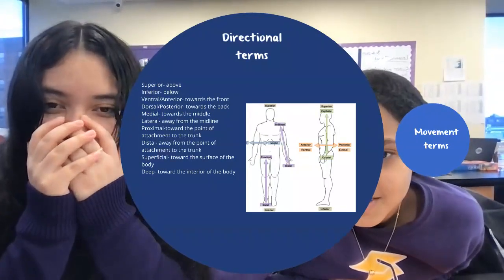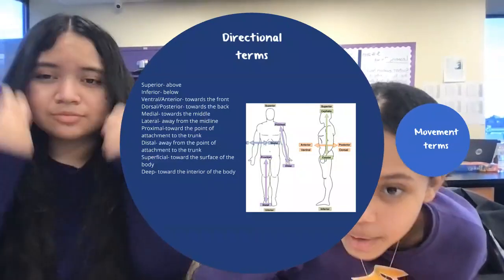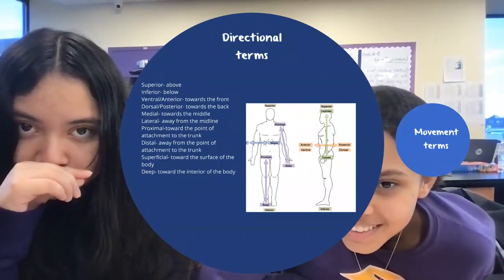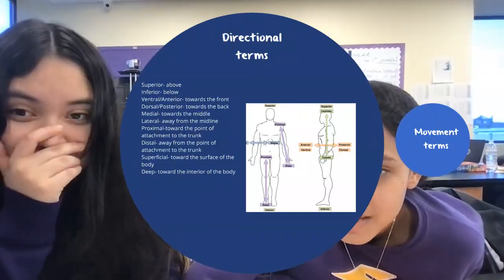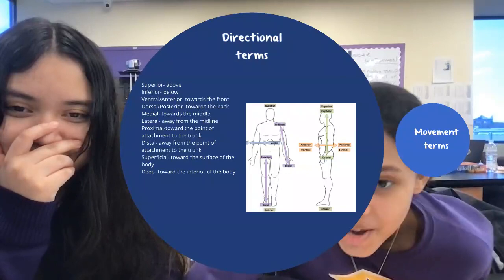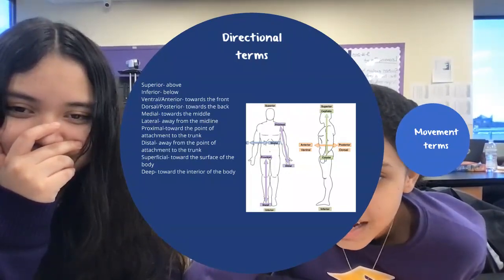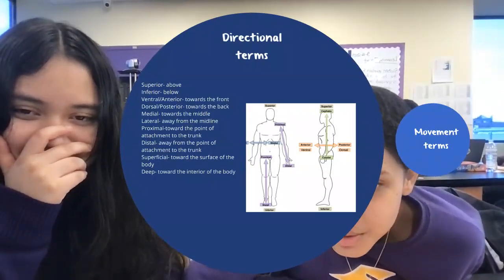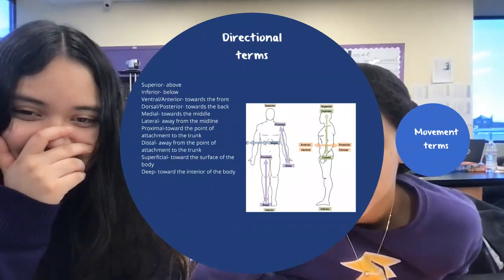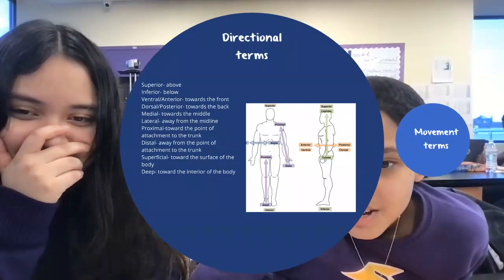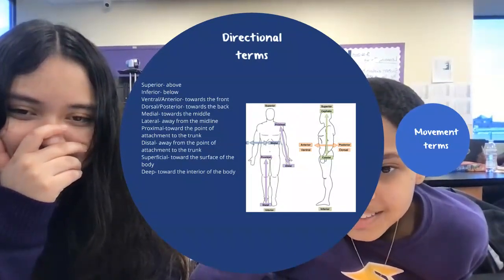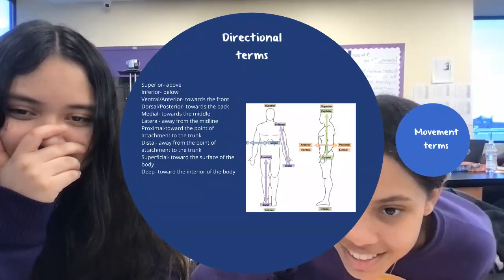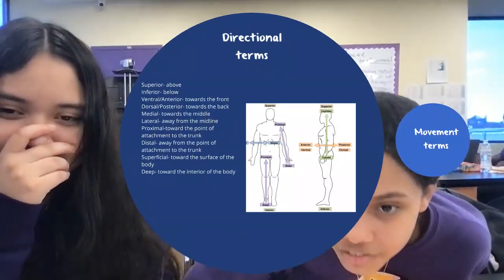Dorsal, sí. Posterior, toward the back, good. Medial, toward the middle, excellent. Lateral, away from the midline. Good, midline. Proximal, towards the point of attachment to the trunk. Yes. Distal, away from the point of attachment to the trunk. Good. Superficial, towards the surface of the body, deep toward the interior of the body.